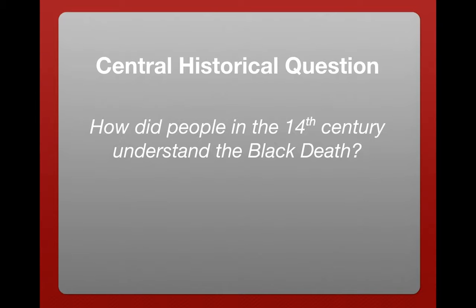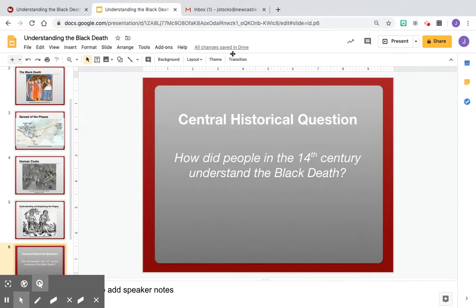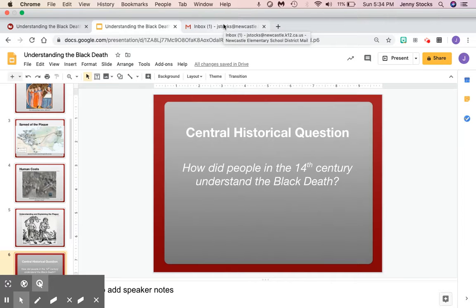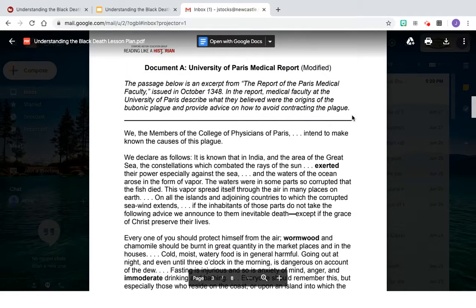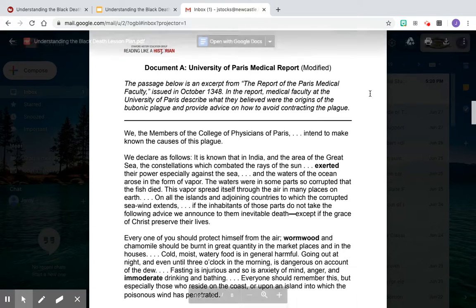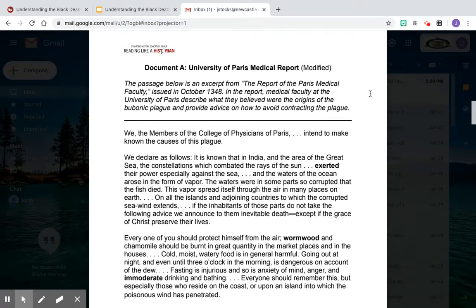So again, we're going to look at documents, and you are going to be answering this central historical question: how did people in the 14th century understand the Black Death? What did they think about it? What could cure it? How did they think you got it? How could you be protected from it? And so how we're going to be doing that is by analyzing documents and giving you a graphic organizer. The first document you're going to be looking at is document A from the University of Paris Medical Report. You're going to be sourcing that and trying to figure out where it's from, when it was written. You can probably already see some of that right now.